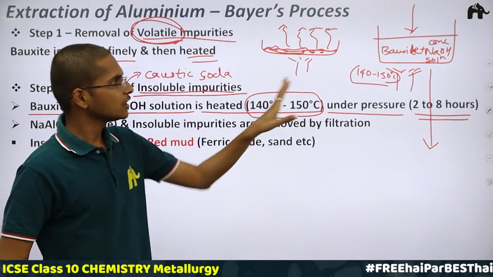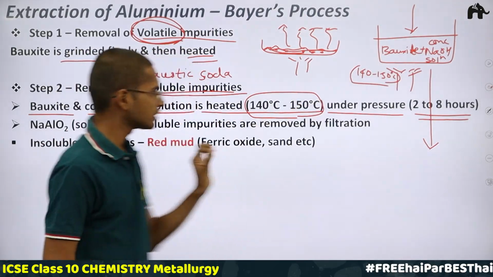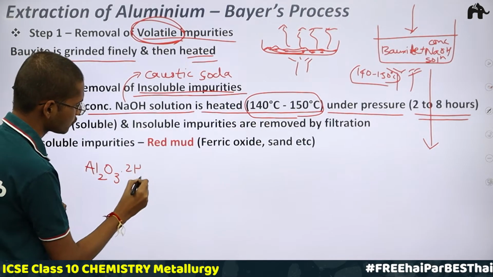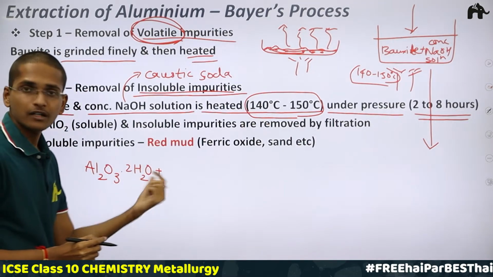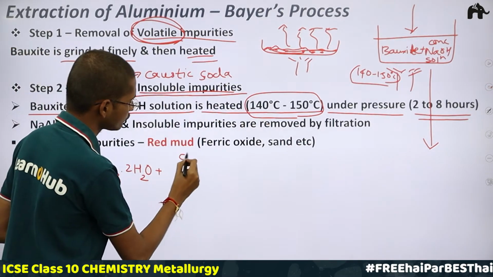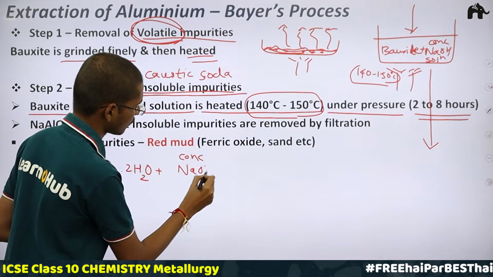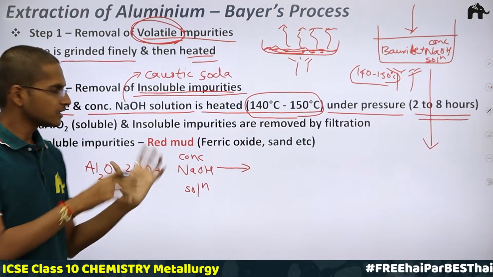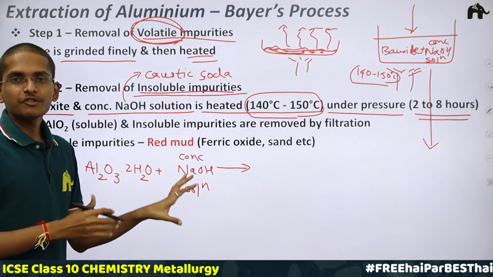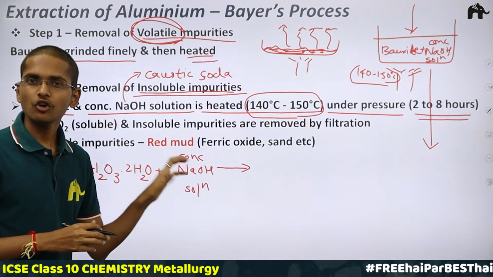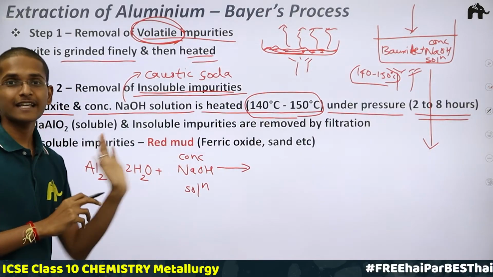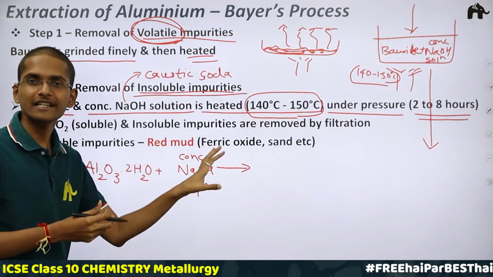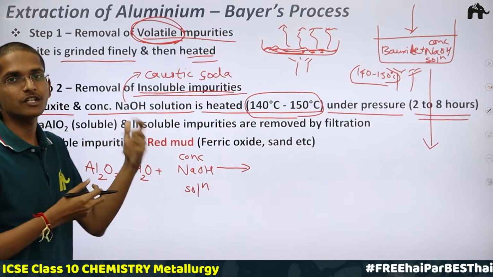What would happen when the bauxite reacts with our NaOH? I would take my bauxite, Al2O3.2H2O, and make it react with the concentrated NaOH solution. We have already studied the concept behind this. In analytical chemistry, we have studied amphoteric oxides, those oxides which can react with both acids as well as alkalis and produce salt and water, which means those oxides which can behave like both acids as well as bases. They have both acidic as well as basic nature.